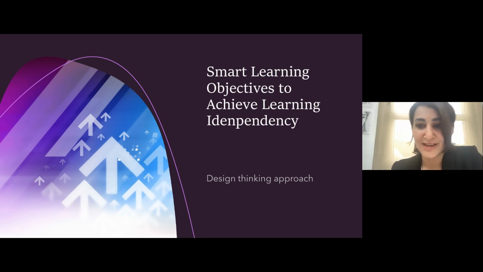Today, I will be speaking about an idea which I hope sparks a solution for a better education in the near future for our current and for the next generation. So today I will be speaking about the smart learning objectives and how to achieve learning independency through that, as a starter, let's just say, as a base for a better education. I would like to start with the background first.